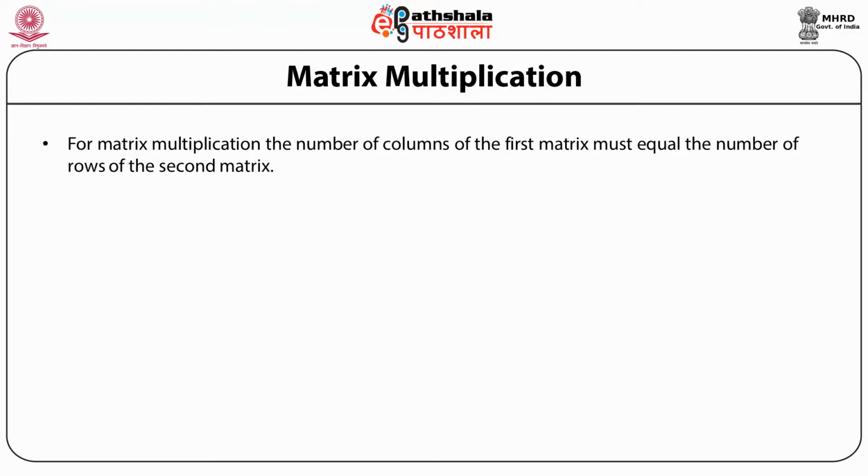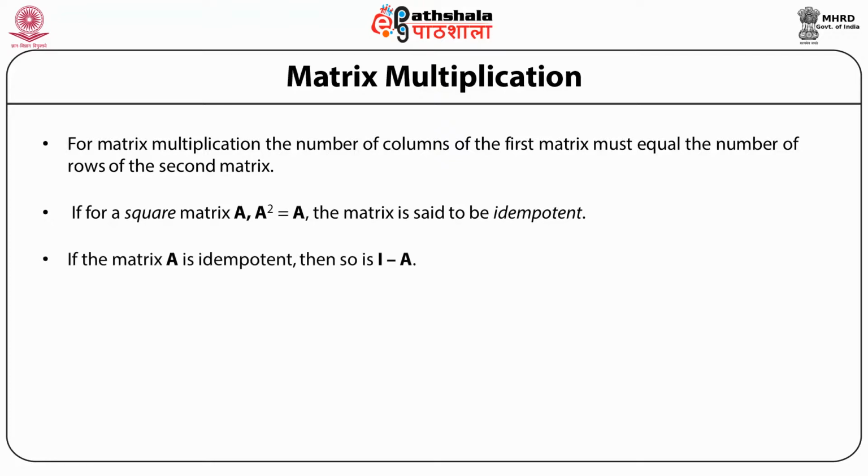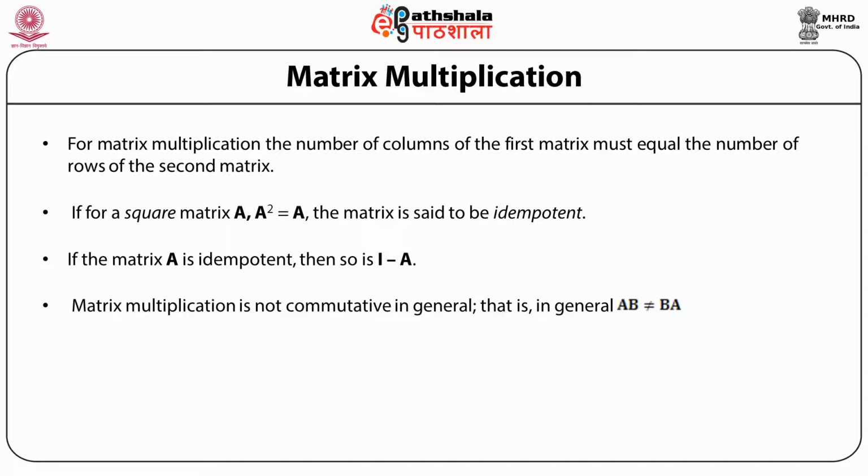For matrix multiplication, the number of columns of the first matrix must equal the number of rows of the second matrix. If for a square matrix A, A square is equal to A, the matrix is said to be an idempotent matrix. If the matrix A is idempotent, then so is I minus A. Matrix multiplication is not commutative in general. That is, in general, AB is not equal to B times A.